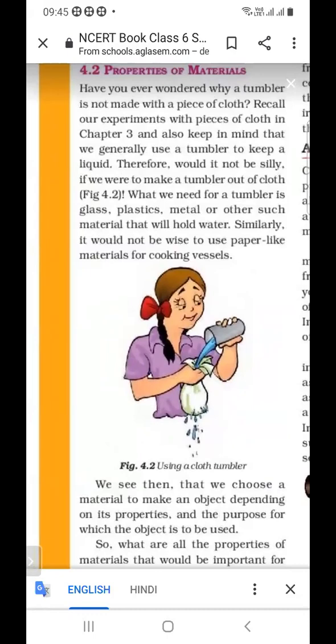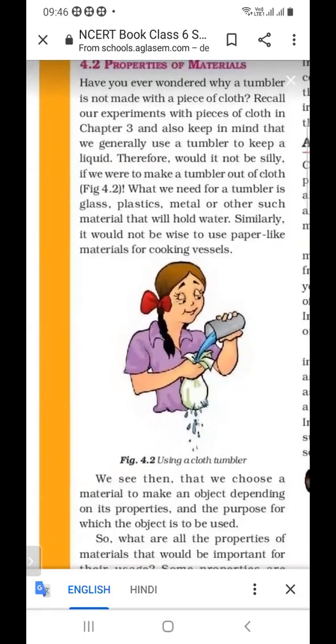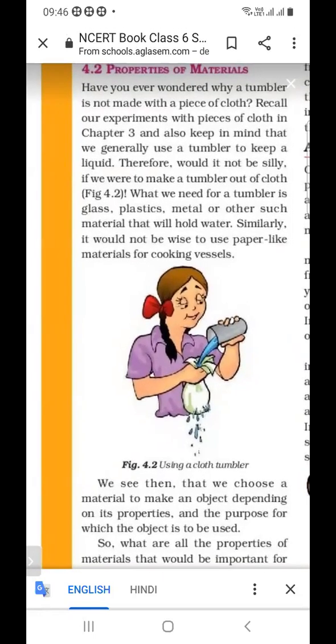So in figure 4.2, what is the person doing? She is making a cloth tumbler. But it is not possible. Why can we not make a tumbler of this material? Because if we make a tumbler of these materials, then the water does not retain in it.